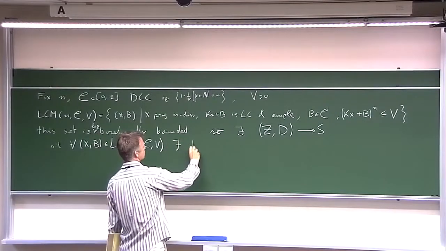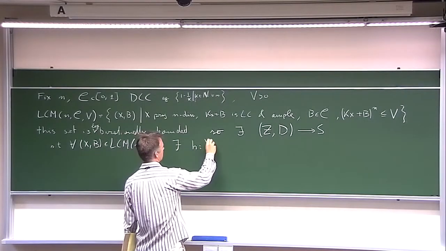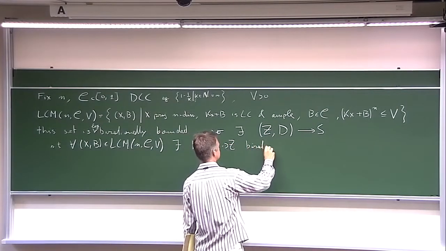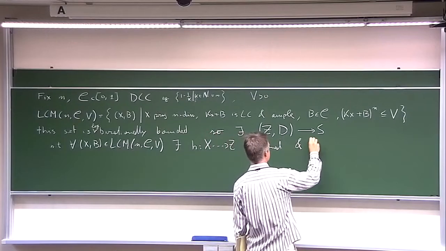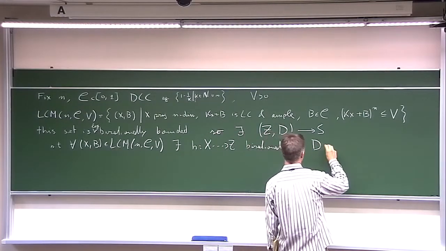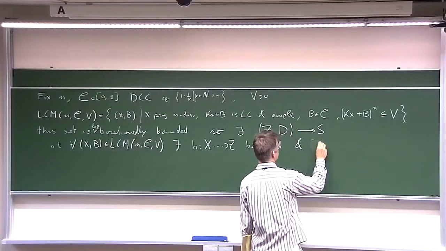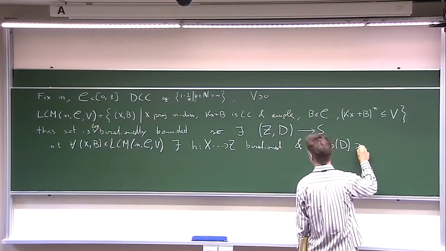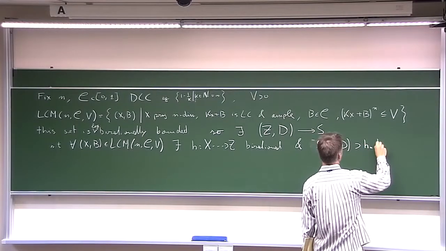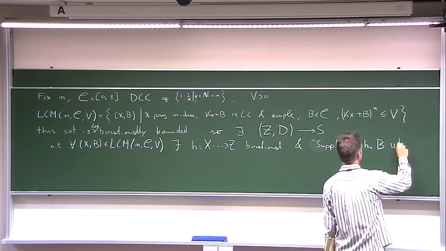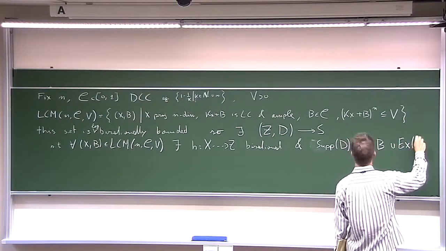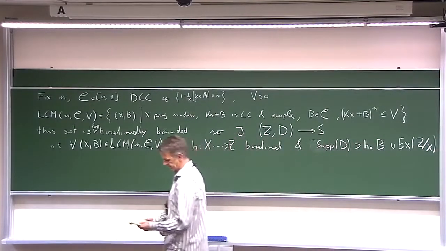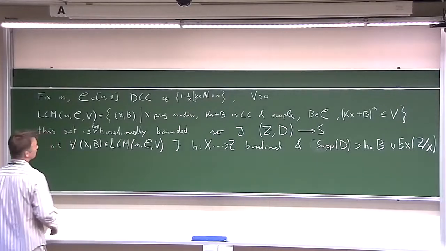there exists a birational map h from X to Z, and this divisor D, so if you prefer the support of D, I'm really not thinking of this as having any coefficients, must contain h lower star of B union the set of exceptional divisors for Z over X. That was the definition of log birationally bounded.